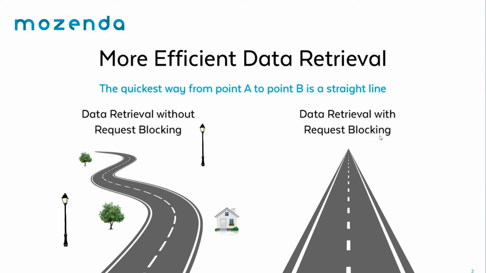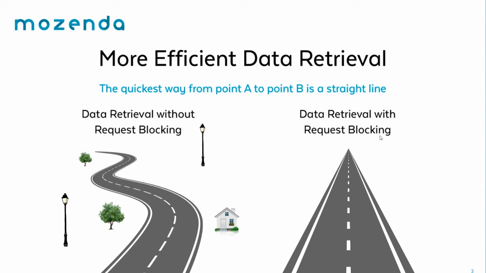Now, here at Mozenda, we're all about getting your data in the most efficient possible way. And we know that the quickest way from point A to point B is a straight line. However, most of the time when we're doing our data retrieval, it looks like the image on the left. There's lots of different things and obstacles. The road isn't as straight as we would hope.